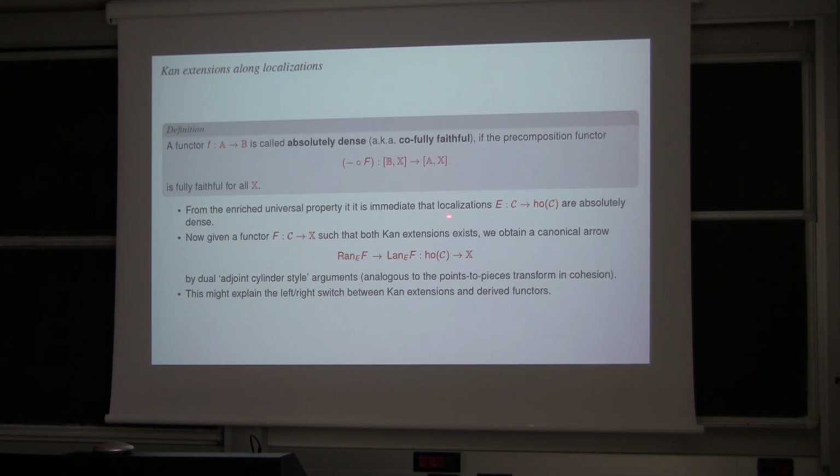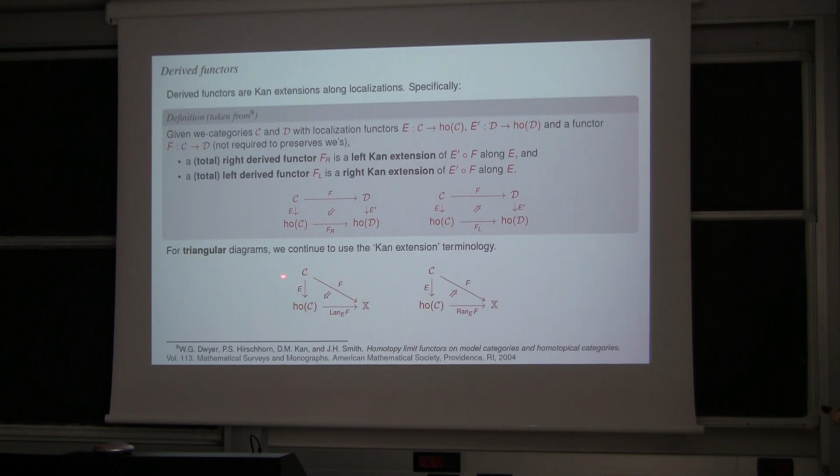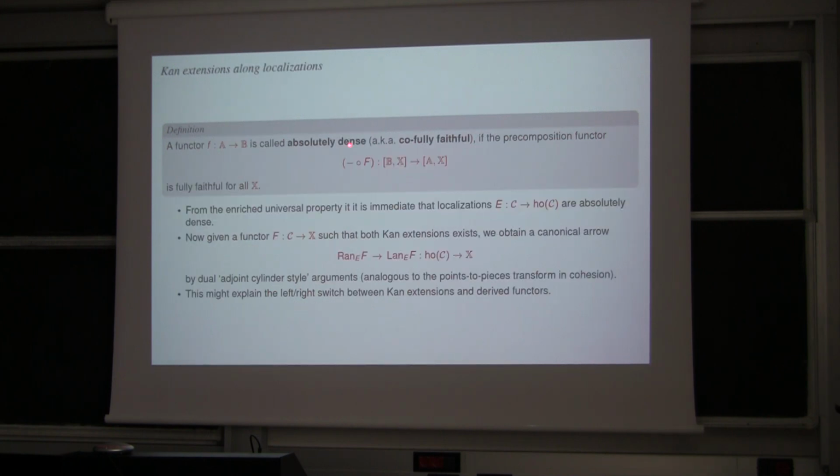And here I have an explanation of why the terminology switches around. As I told you earlier, I emphasize that the universal property of localizations is that precomposition with a localization gives an isomorphism of categories between functors here and functors here that invert equivalences. In particular, precomposition with a localization is always fully faithful. And so functors where the precomposition is fully faithful are sometimes called absolutely dense. I also call them co-fully faithful, which is a more meaningful or more memorable terminology.